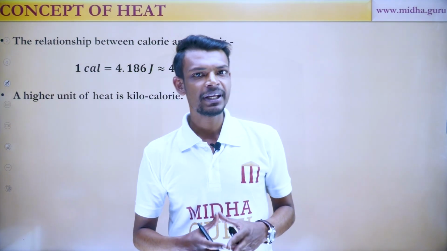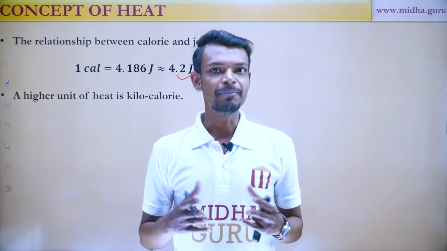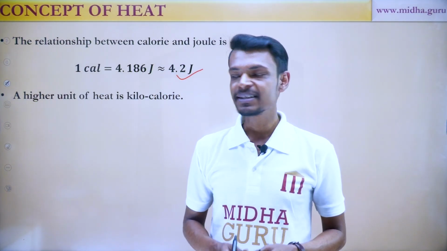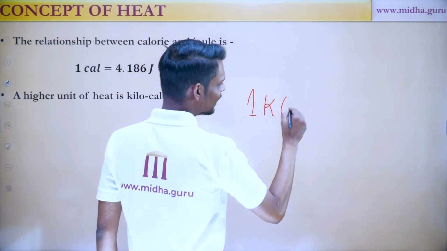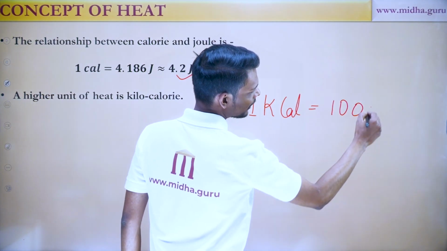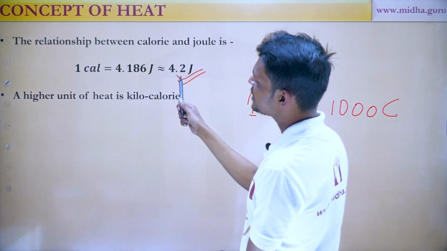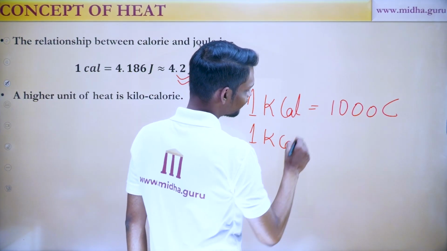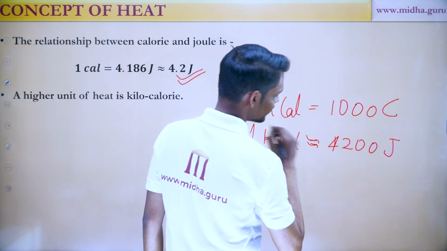Now, joule is a very small unit, and in the same way, calorie is also a small unit, and it may have very little practical significance for us. That is why we define a higher unit of heat energy, that is kilocalorie. Now, we know that 1 kilocalorie is equal to 1000 calorie. And here it is clearly given that 1 calorie is 4.2 joules. So we can write that 1 kilocalorie will be equal to 4200 joules approximately.